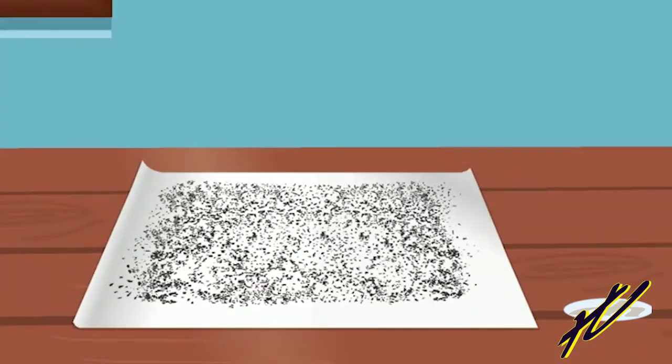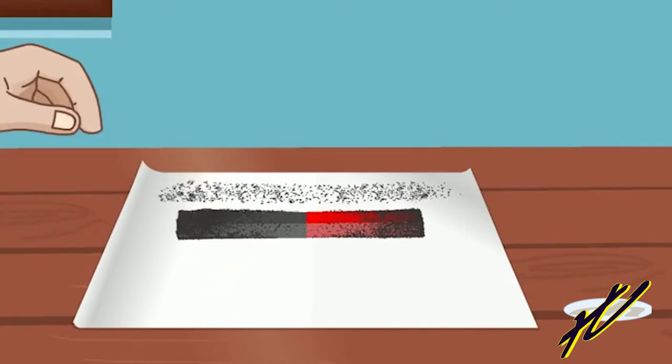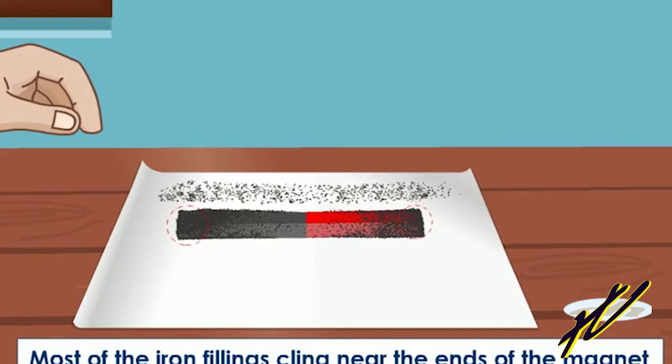Students, now let us perform some activities. Here is the first activity of this lesson. To perform this activity, spread out some iron filings. Or if you don't have any, you can spread some common pins on a piece of paper. Now roll a bar magnet on the pins. What do you observe? You will find that most of the iron filings cling near the ends of the magnet, isn't it? While there are very few iron filings, or if you're using pins, very few pins at the middle.